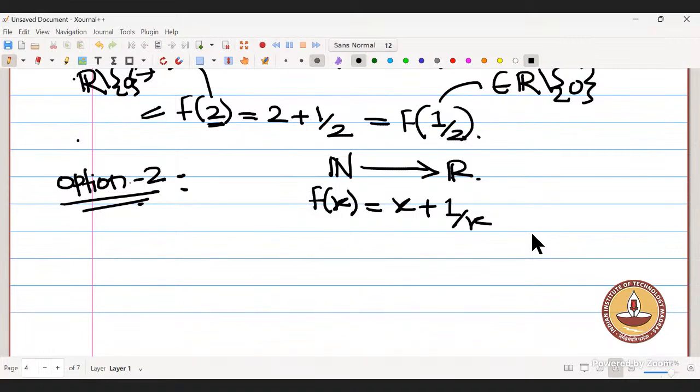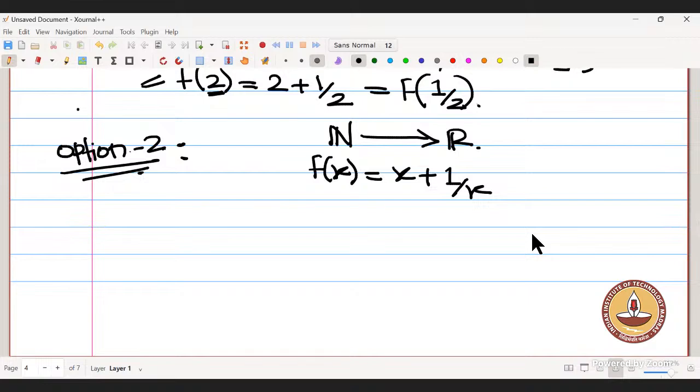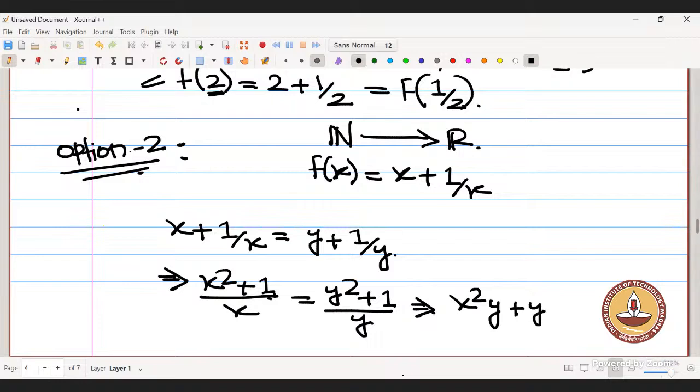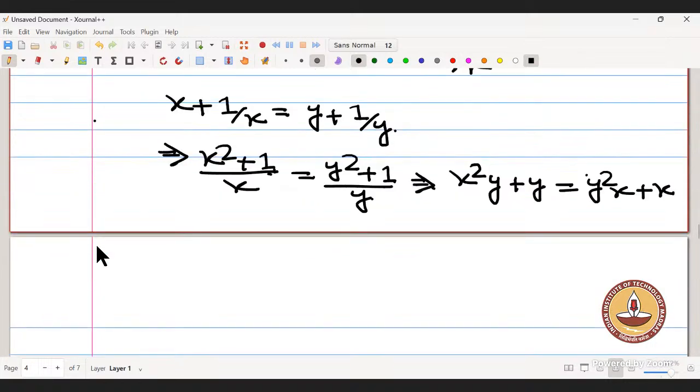Sir, we can do like x. One minute, I just did that. Like x1 plus 1 by x1 is equal to x2 plus 1 by x2. Now you take the LCM, x square plus 1 by x, and there y square plus 1 by y. And now we can cross multiply, y x square plus y. Okay, so this is what you are trying to do. Now we can cancel it and then we can get x is equal to y. So here you will get y square x plus x, right? Yes. Okay, so now how are you going to cancel? One minute.